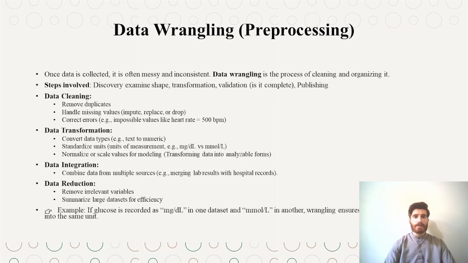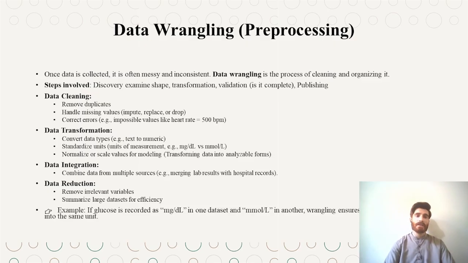So coming to our next stage, this stage is a data wrangling stage. It is the pre-processing of data. Once the data is collected, it is often messy or inconsistent. Data wrangling is the process of cleaning and organizing it into a structured form. The steps involved are: first, we have to examine our data, examine its shape, examine its format, and then after examining, we have to transform it into a structured data.